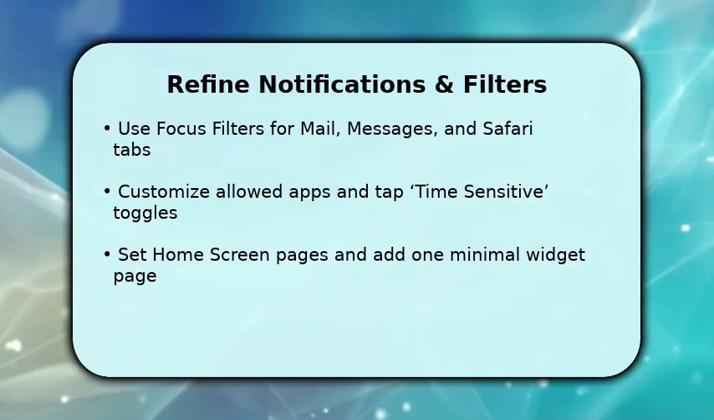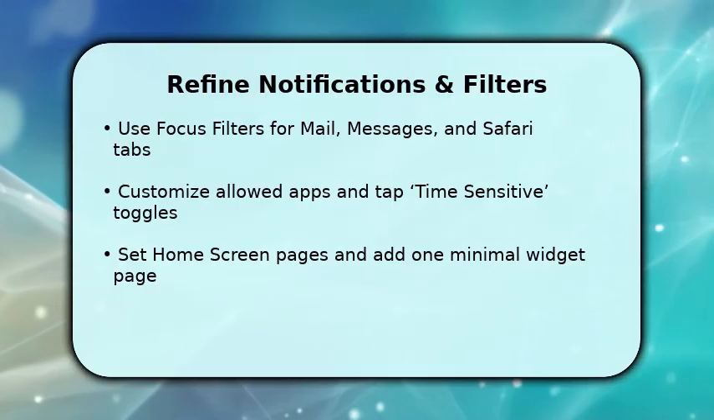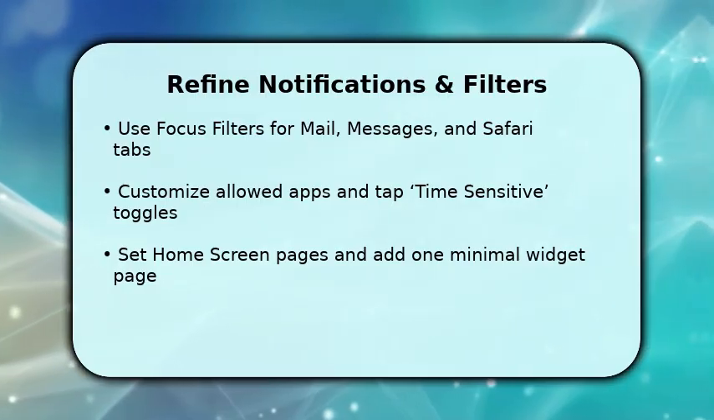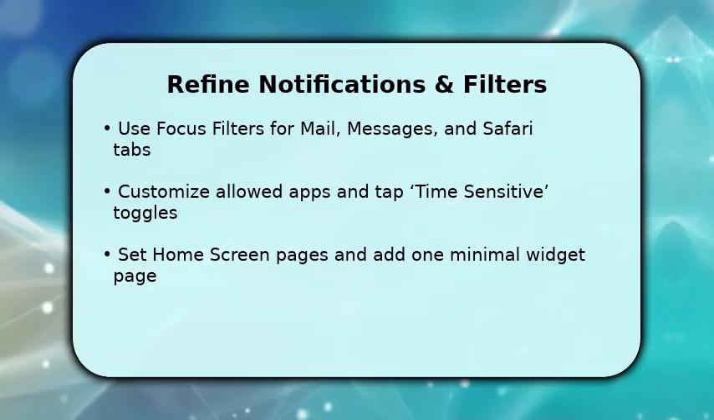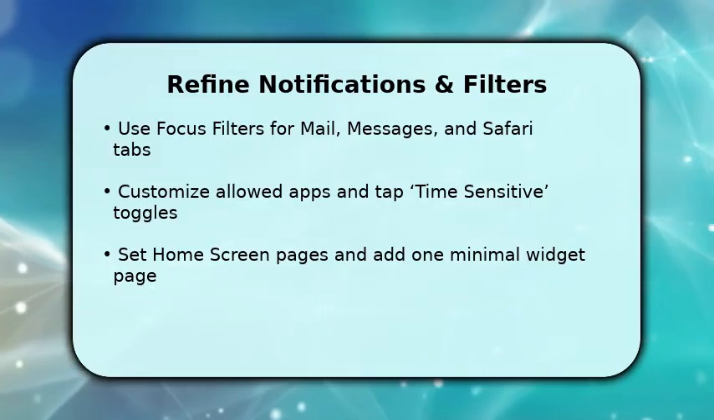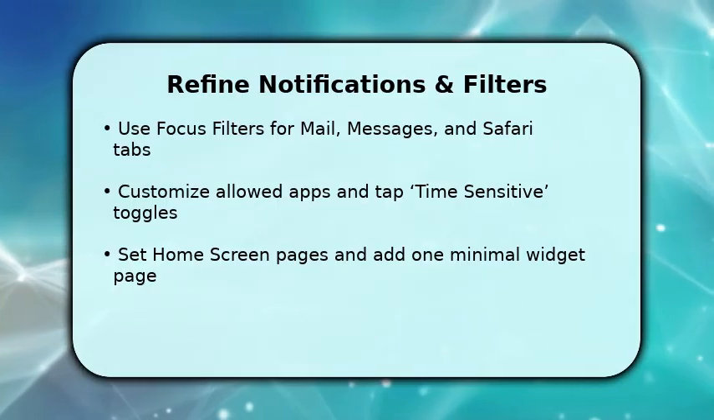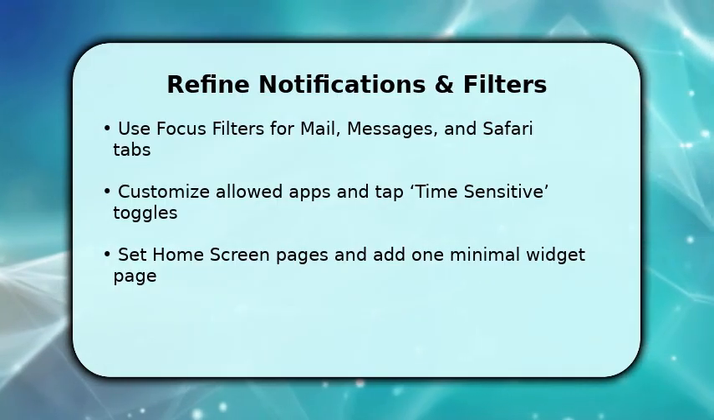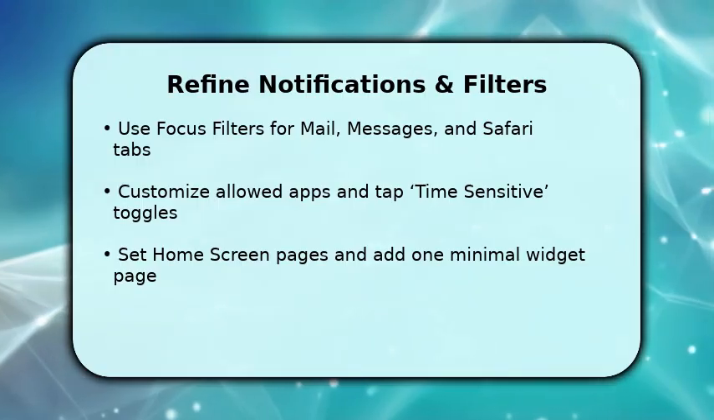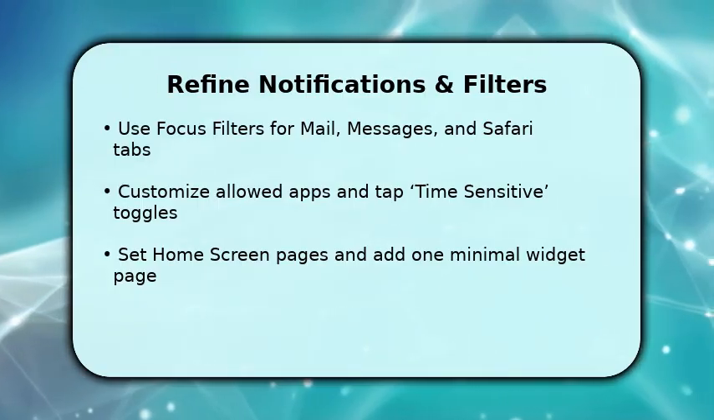Open the profile and edit choices for notifications and focus filters. Add filters for mail and messages to show only necessary accounts and conversations. This prevents irrelevant threads from breaking focus. Once that's set, pick which apps stay active and decide whether time-sensitive alerts can bypass the filter.